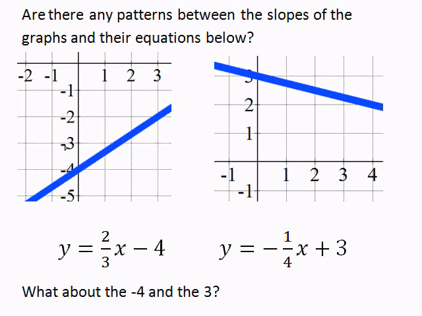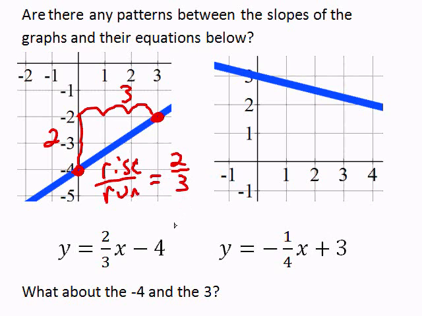As we look at the first graph, we notice it has a slope of, well, we have to pick 2 points. And we find our rise over run. Our rise is 1, 2. Our run is 1, 2, 3. Which means our slope is 2/3. Oh, cool. Notice the 2/3 shows up next to the x. It's the number times the x. Let's take a look at the next graph.